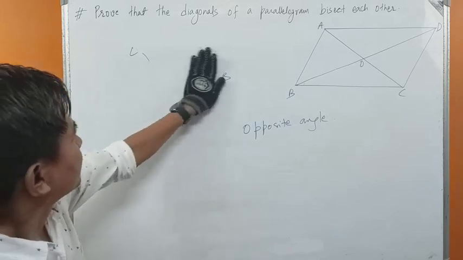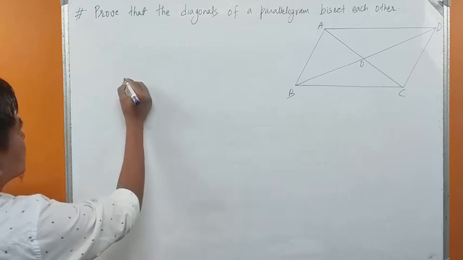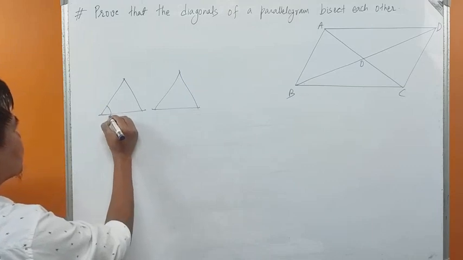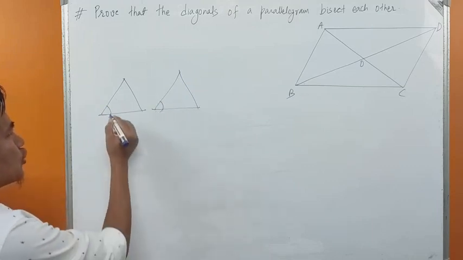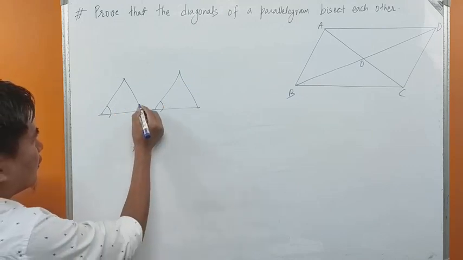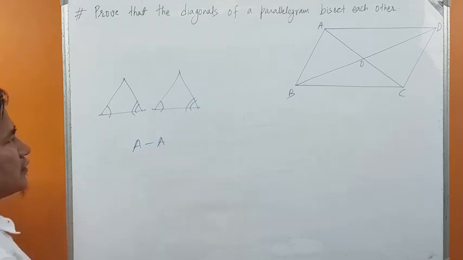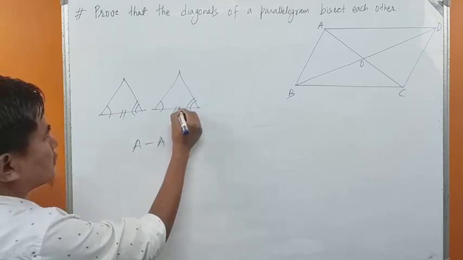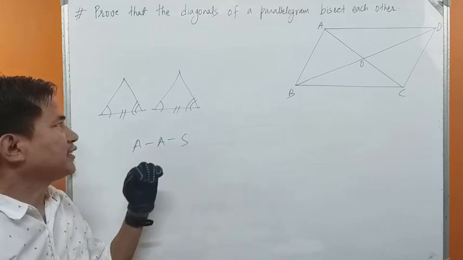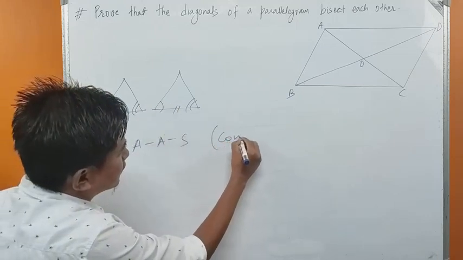Now let us see some properties of triangle. Suppose we have two triangles like this, and suppose this angle is equal to this angle. These two angles are equal to each other. Again this angle is equal to this angle. Angles are equal, and this side is equal to this side. So if angles and a side are equal, then these two triangles are congruent triangles.